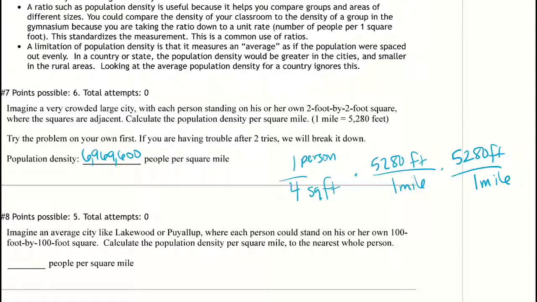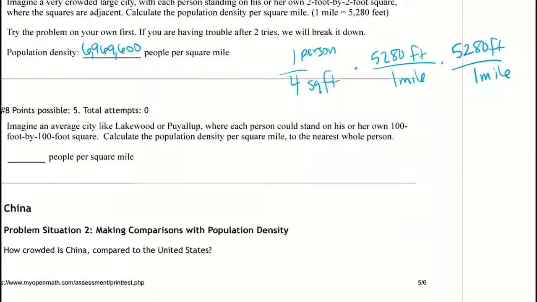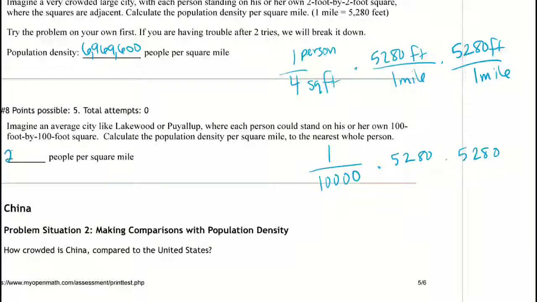6,969,600. So if we're looking at an average city instead of a dense city, the crowded one we just looked at, they might have 100 by 100 foot square. So that's 10,000. Same steps, multiplying it by that 5280 like we did above, but twice because it's squared. And then dividing it by 10,000 this time. And then writing that answer down.